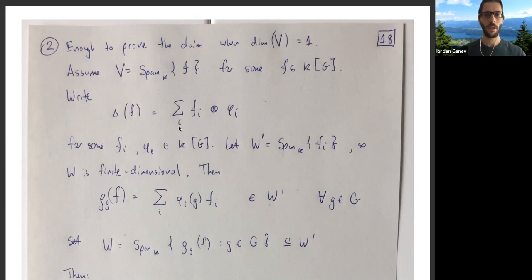Okay, so since it's one-dimensional, it's just spanned by something. Some, I guess, F should be non-zero.